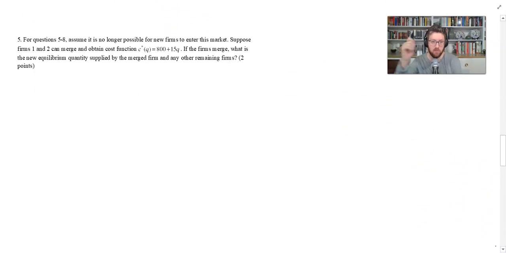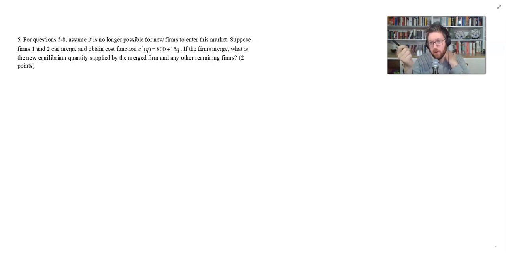Now we're going to assume it's no longer possible for new firms to enter. Something happened, a regulatory change, whatever. We got stuck with these 3 firms. And now firms 1 and 2 decide that they can merge and lower their costs. Their costs go from 400 plus 20Q to 800, which is not good, plus 15Q. So they have higher fixed costs. Essentially, they double their fixed costs, but they have lower marginal costs. So there are some savings there, because remember it was 20Q before. If they merge, what's the new equilibrium quantity supplied by the merged firm and the other remaining firm?